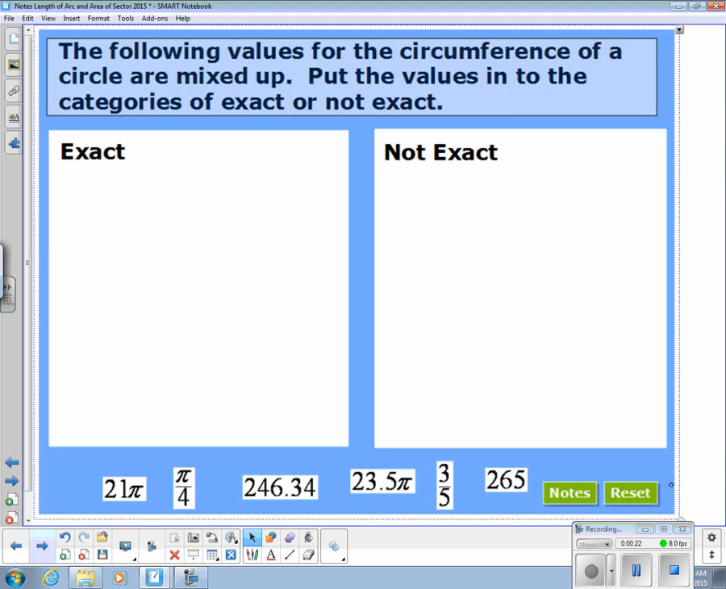So the first thing today I want to go over is, just pause the video and I want you to read this question and take these numbers and put them in the words exact or not exact. So take a minute, pause the video, and put those numbers down at the bottom into a box for exact or not exact.